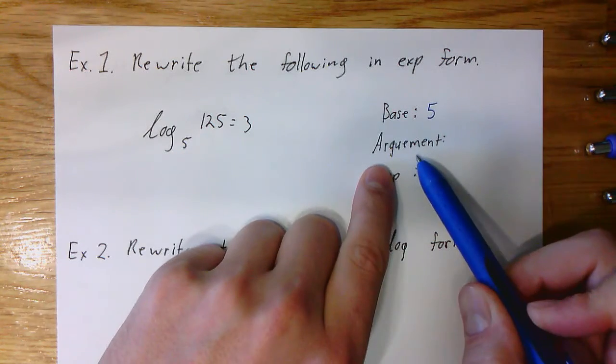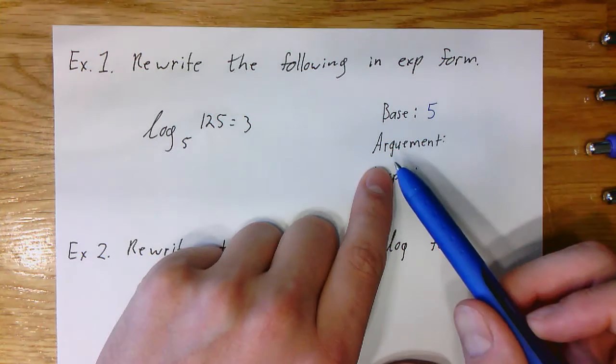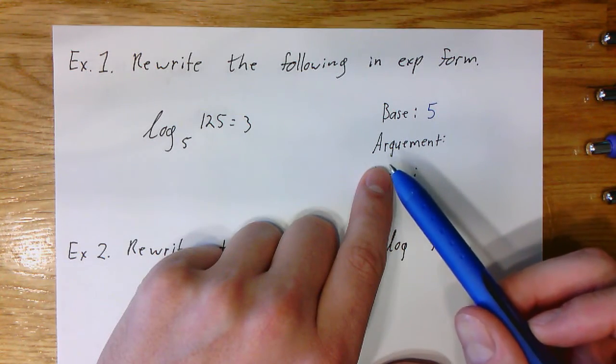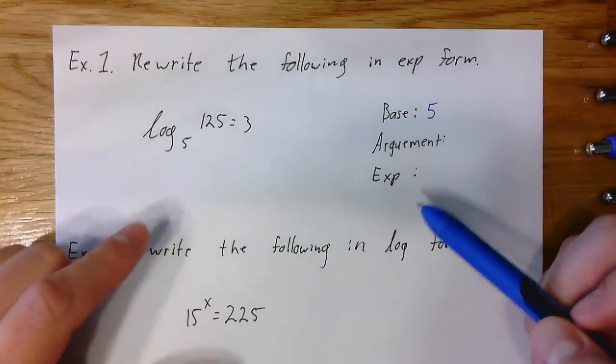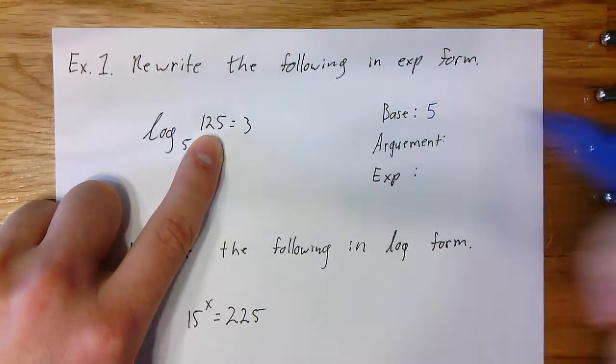Is that how you spell argument? We're going to pretend it is. If it's not, just, you know, pretend. So our argument is the number inside the log that we're plugging into it. So it's this 125.